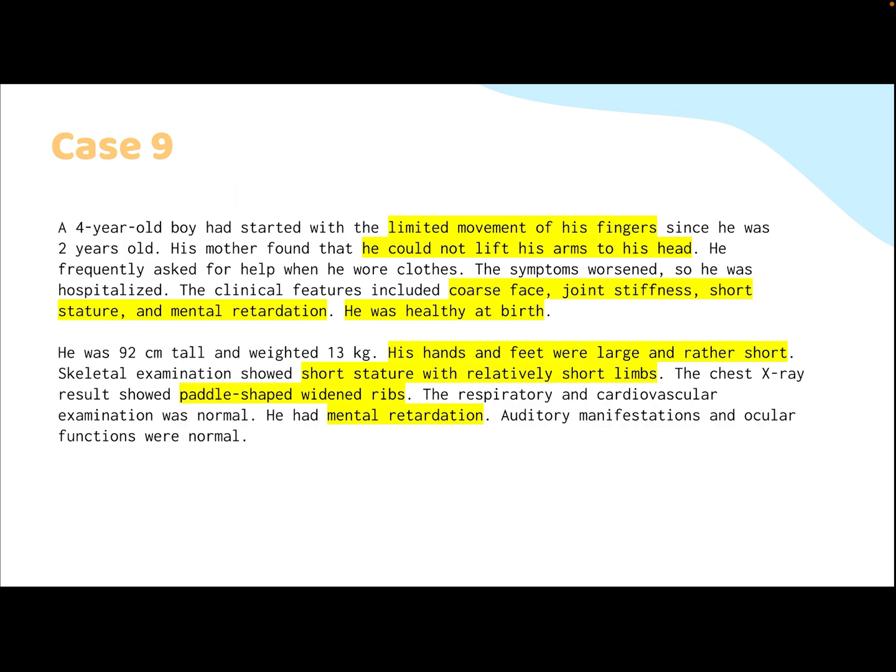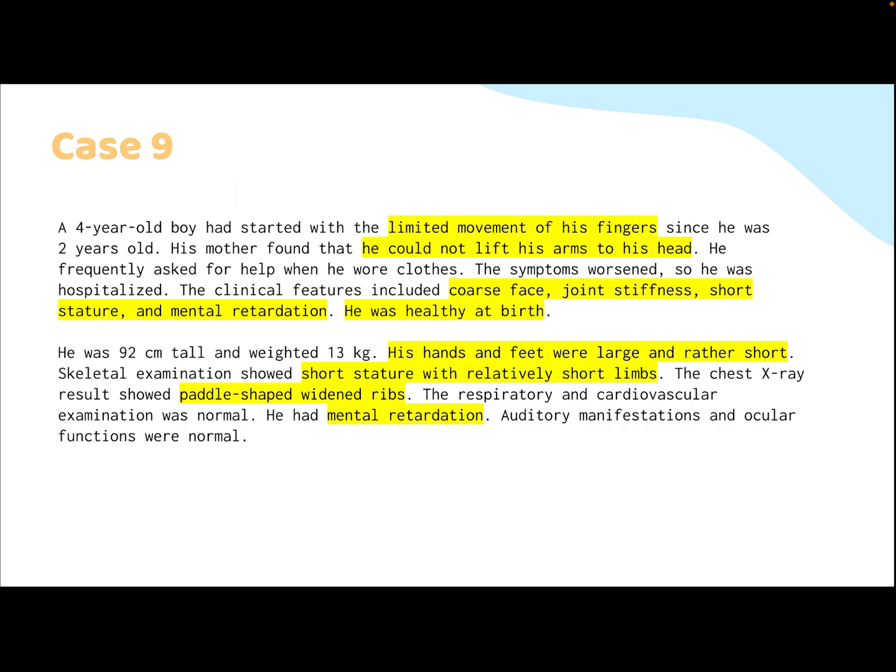هذه الفيتشر الأولى. الفيتشر الثانية عنده coarse face. لما أقول coarse face على طول شيء معين will click in my mind. يعني هم مجموعة الأمراض الوحيدة في inborn error of metabolism اللي تؤدي إلى coarse face. Joint stiffness, we explained that in the presentation في البداية. Short stature, mental retardation. Okay.